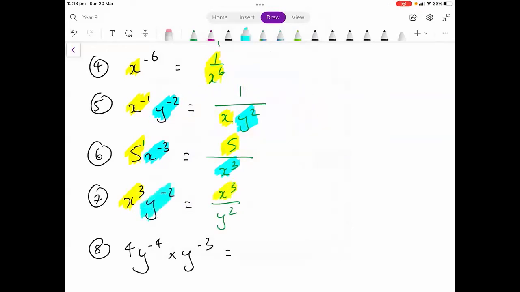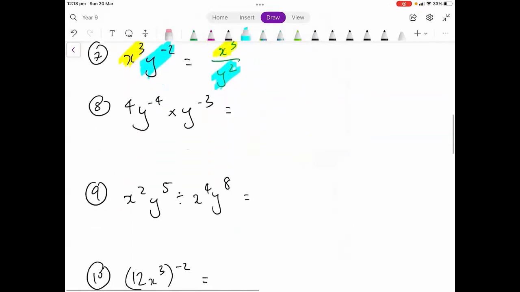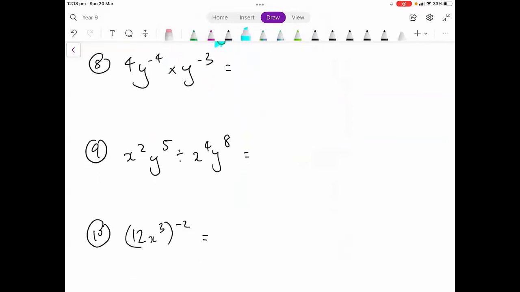Question 8 has a multiplication sign, so we resolve that first. We add our powers, that becomes 4y to the power of negative 7. Then we simplify this just like we've done before. The 4 stays on the numerator because it has a power of 1. The y has a negative power, so it moves to the denominator. Final answer, 4 over y to the power of 7.